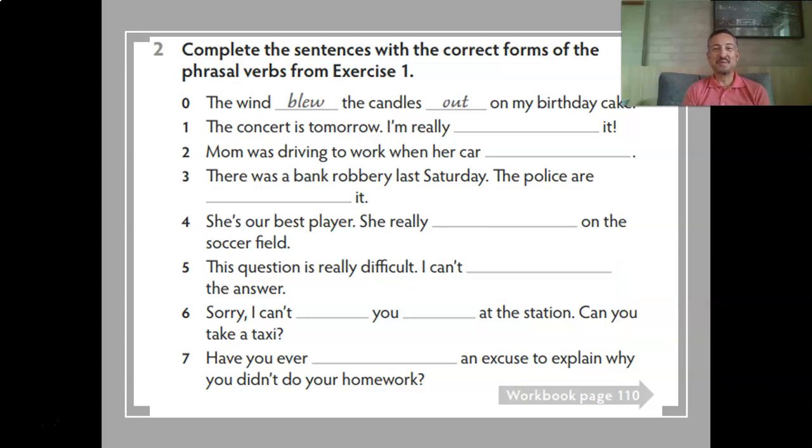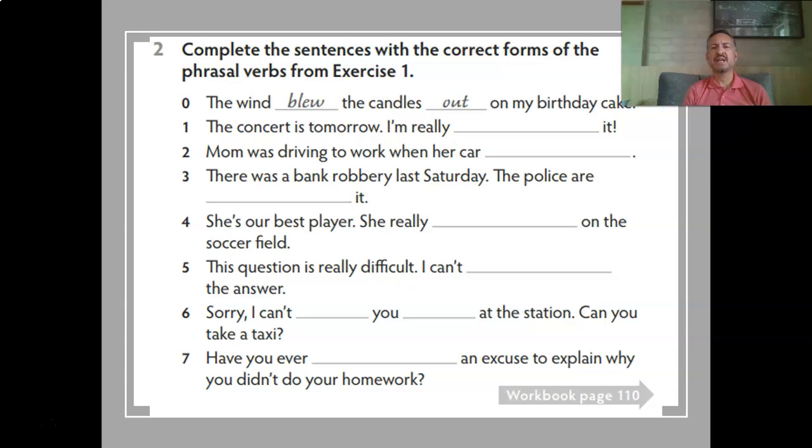Okay, so we're back for the correction of exercise number 2. The first one, the wind blew the candles out on my birthday cake. So here, when you blow out, there is this wind and it extinguishes the fire. Okay?